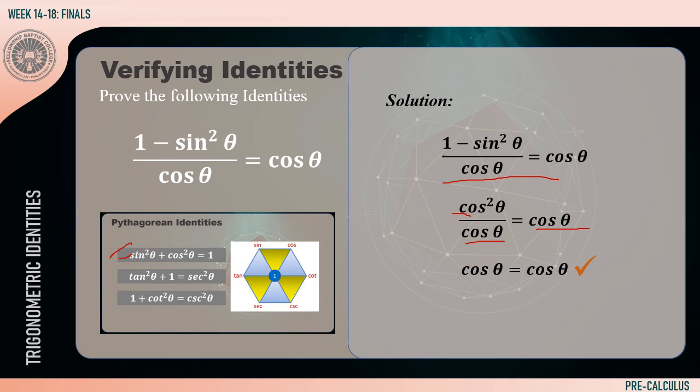Then, pwede na natin i-factor out. Ang cosine squared theta, pwede natin kuhaan ng isa. So, ang mabilin cosine theta na lang, then cancel out ang cosine. So, ang mabilin is cosine theta. And then, equal siya sa ating right side of equation. Therefore, na-prove natin, na-verify ang identity.